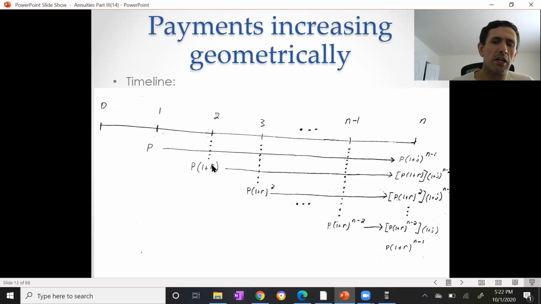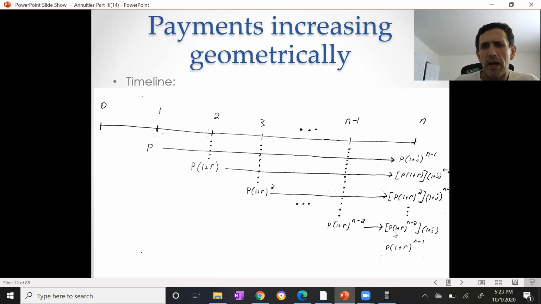This amount increases by 100 times R percent, so you take this amount times 1 plus R, it's P times 1 plus R squared. That accrues n-3 periods of interest. The 3 got cut off here, but it's an n-3 here. And we just keep playing this game. The second to last payment will have increased n-2 times, so it's P times 1 plus R to the n-2, and only accrues 1 period of interest, so it's times 1 plus J. And the last payment that increased n-1 times is not going to accrue any interest. So that's going to be P times 1 plus R to the n-1.